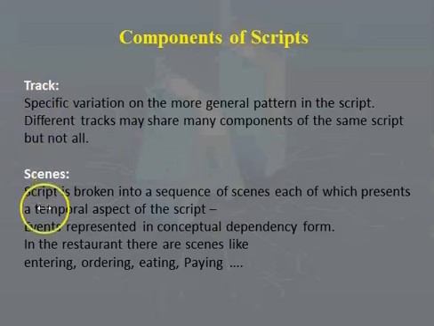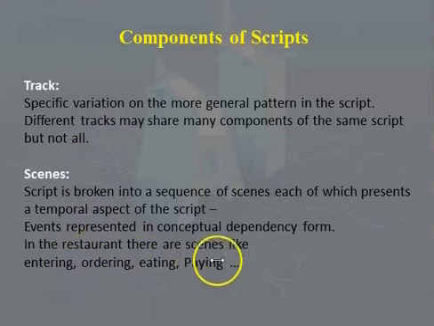Then we have scenes. A script is broken into a sequence of scenes, each of which presents a temporal aspect of the script. So we can divide a script into different scenes, and scenes will be a miniature form of the script. Events are represented in conceptual dependency format that we have studied in the previous class.